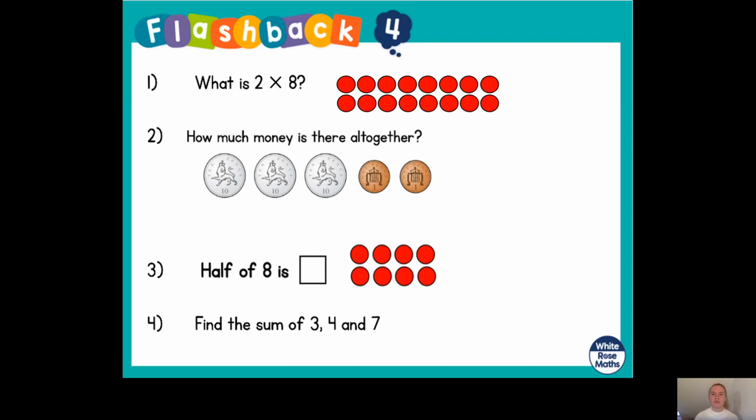Now let's check. I've drawn an array here. So we have got 8 columns with 2 in each, which also gives us the answer 16. Okay, number 2, how much money is there altogether?